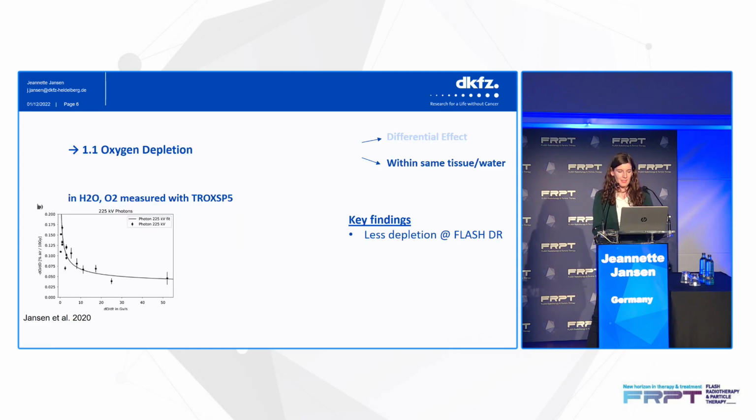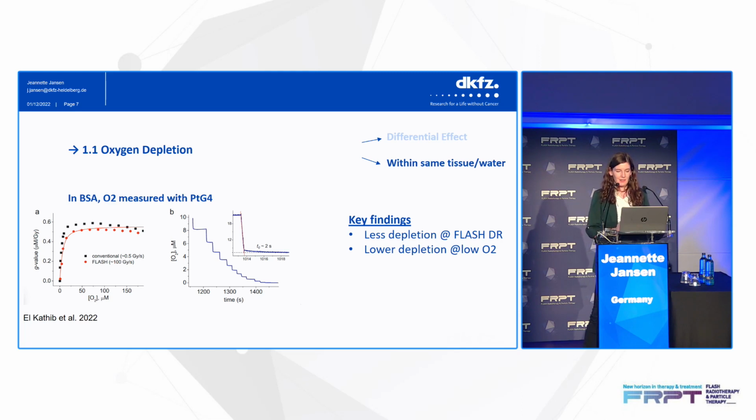And we have done this study where we wanted to measure the oxygen depletion as a function of dose rate. In order to explain flash effects with oxygen, you would have to come to the conclusion that you would have either the same depletion of O2 at flash dose rates or more depletion at flash dose rates. And what we found was basically that we have less depletion at flash dose rates.